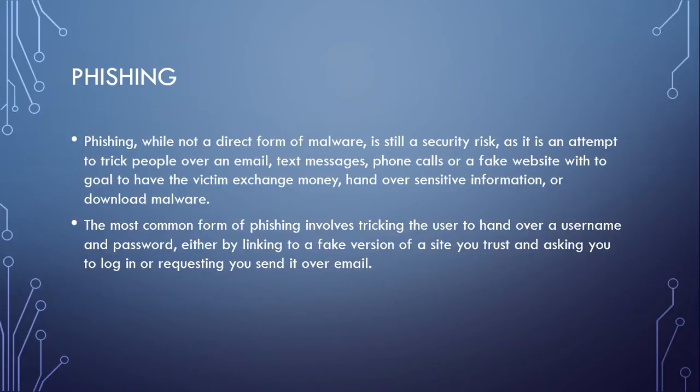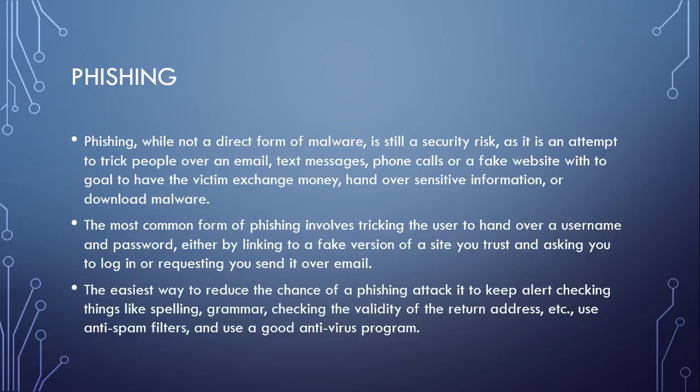This is done either by linking a fake version to a site that you trust, or by asking you to log in and requesting that you send it over email. The easiest way to reduce the chance of a phishing attack is to keep alert, checking things like spelling and grammar. So for example, if I went to google.com and instead I typed goggle.com, obviously that's not the same. Now I believe it's cleaned up, but it used to be that if you typed goggle.com, it redirected to a malicious site. So just keep that in mind.